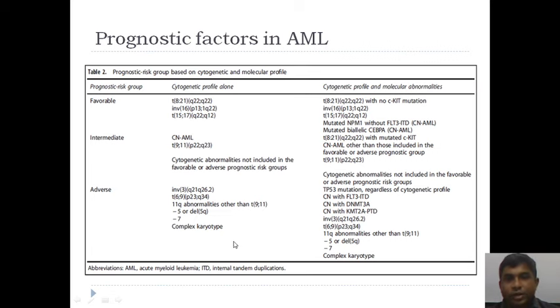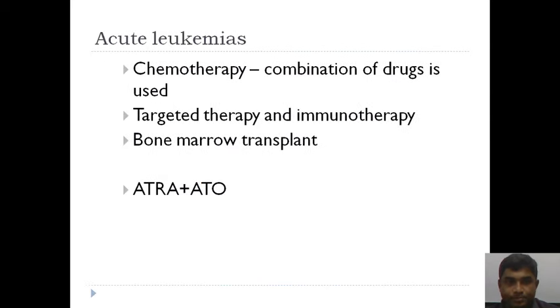So we use cytogenetics and molecular genetic markers to subclassify acute myeloid leukemias. Broadly coming to the treatment, most commonly a combination of chemotherapy drugs is used. Different regimens are used for acute lymphoblastic leukemias and acute myeloid leukemias.